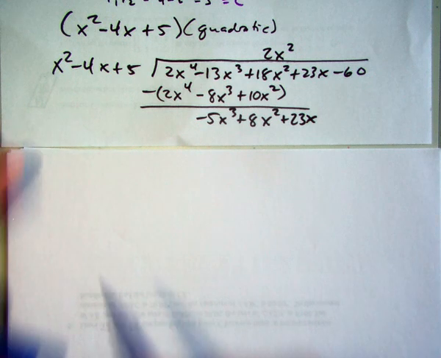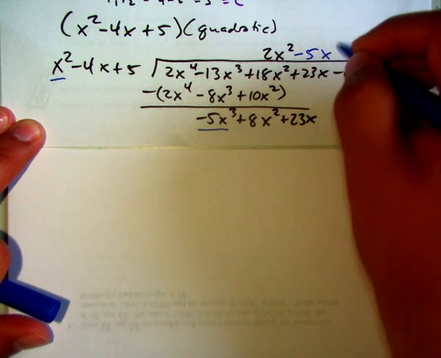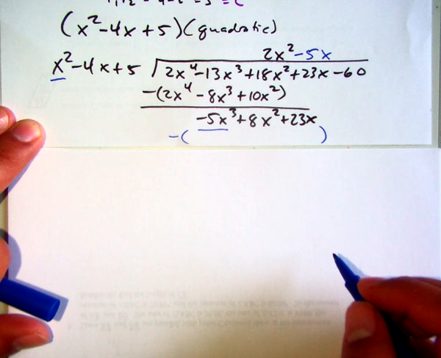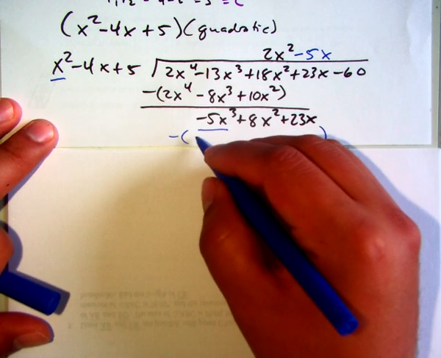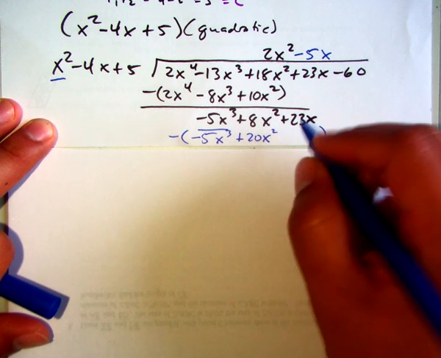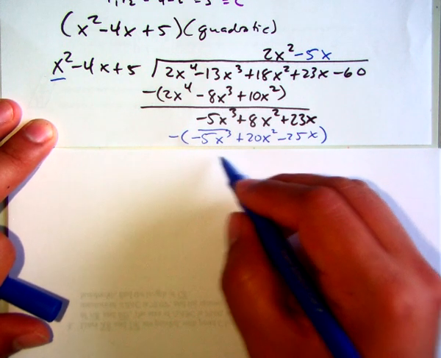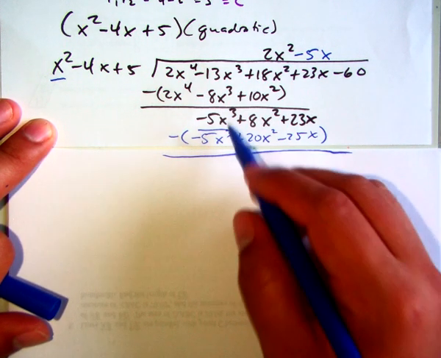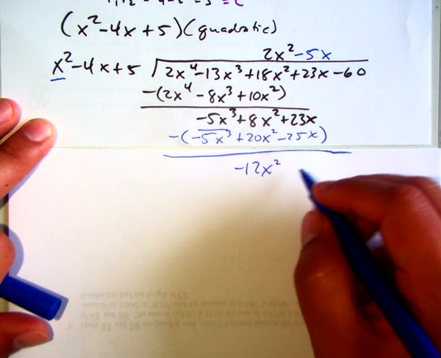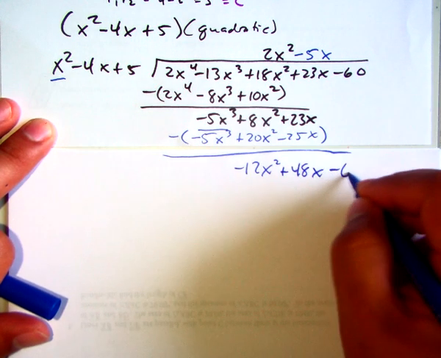So now I'm looking at x squared and negative 5x cubed. I know that if I multiply by negative 5x, that will do the trick. So multiply negative 5x by the polynomial on the outside, you get negative 5x cubed plus 20x squared minus 25x. Subtract each column. These cancel. 8 minus 20 is negative 12x squared. 23 plus 25 is 48x. And then bring down the minus 60.